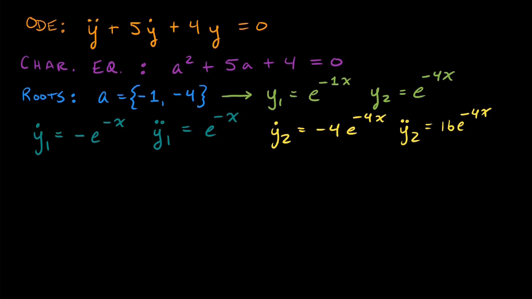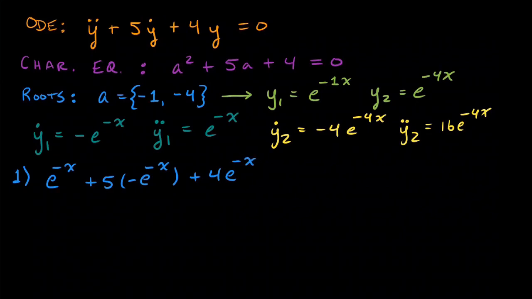Okay, so I have these terms to work with, and I'm going to use the y1 terms and plug them into the differential equation and see what I get. I'll mark this as 1 for solution 1. I plug in y1 double dot, so I have e to the minus x, plus 5 times y1 dot, which is negative e to the negative x, and then plus 4 times the original expression y1, which is just e to the negative x.